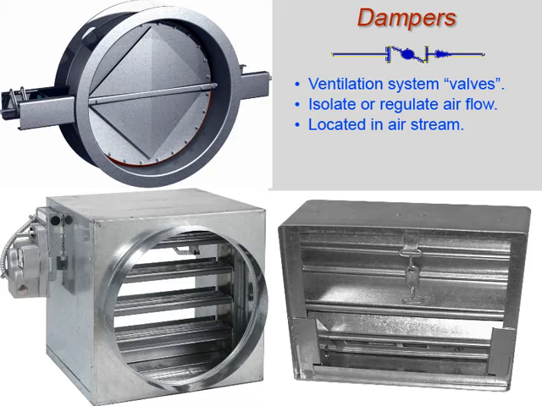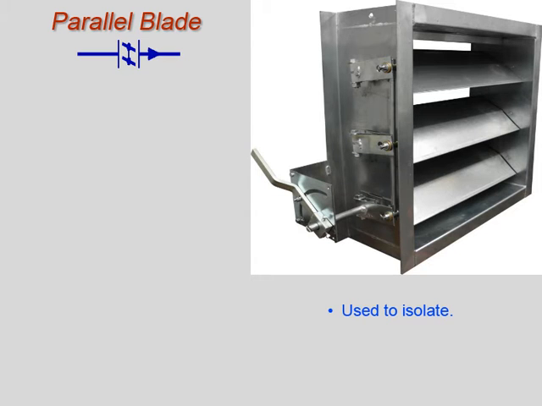Types of dampers used in LWO include parallel blade, opposed blade, tornado, backdraft, and fire. A parallel blade damper has several blades parallel to one another. These dampers are used to isolate airflow. A rigid frame supports the galvanized steel or aluminum blades.